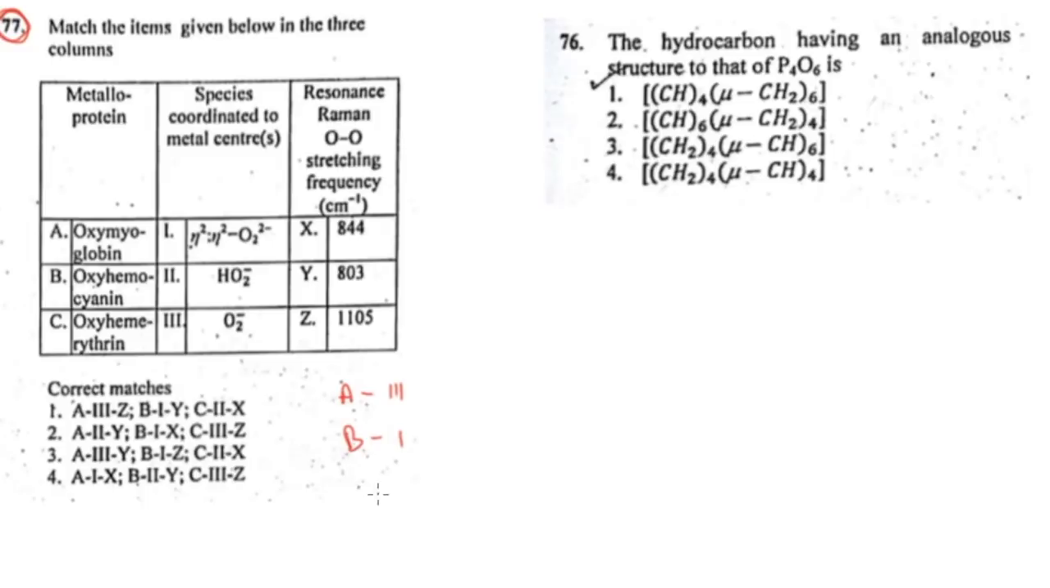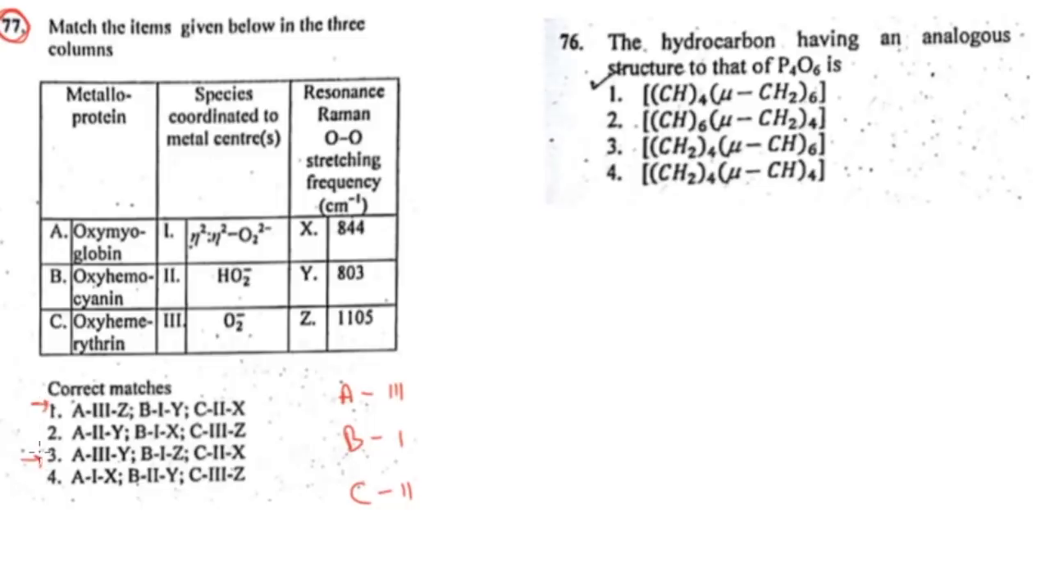Now talking about C, that is oxyhemerythrin. In oxyhemerythrin, your metal is bound to HO2 minus. So C is matched with 2. That's how the binding is. So just look at the options now: A3, B1 and C2. It's given in 2 options, option number 1 and option number 3.